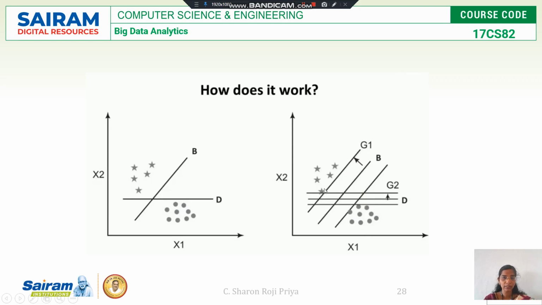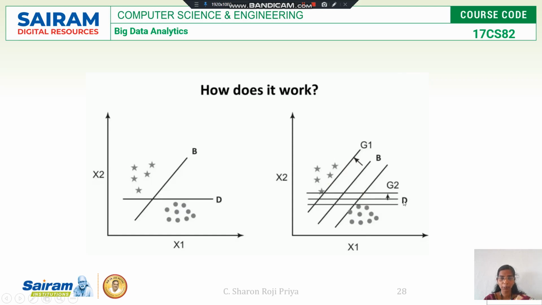Draw a parallel line to this B hyperplane touching the nearest data point of the star class. So this is the nearest data point. Similarly, draw another parallel line touching the nearest data point of the circle class. Now this distance is my margin distance. Assume this distance as G1.